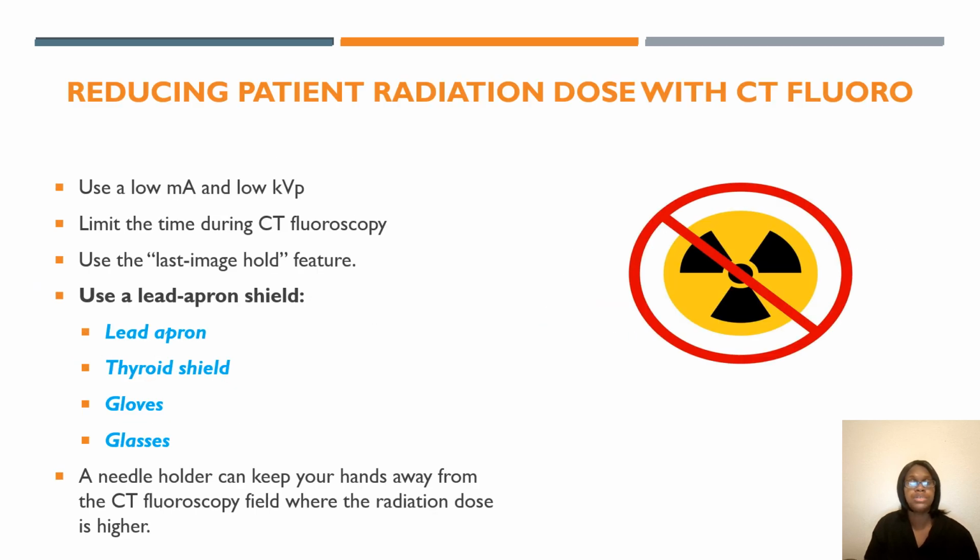A way you can reduce patient radiation dose with CT: use a low mA, low kVp, limit the time that you are doing the fluoro procedure, and use the last image hold feature. Also, make sure that you are wearing your lead apron shielding, the lead apron, the thyroid shield, your gloves, your glasses. So all of this is important to reducing that radiation dose.